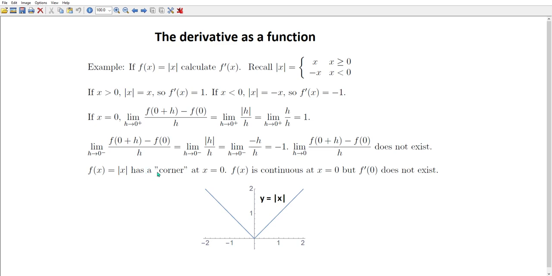F of x equals absolute x has what we call a corner at x equals 0. It's continuous, but the derivative doesn't exist because the limits from both sides are not equal. And here's a picture of what a corner looks like. Over here, the slope is 1. Over here, the slope is minus 1.